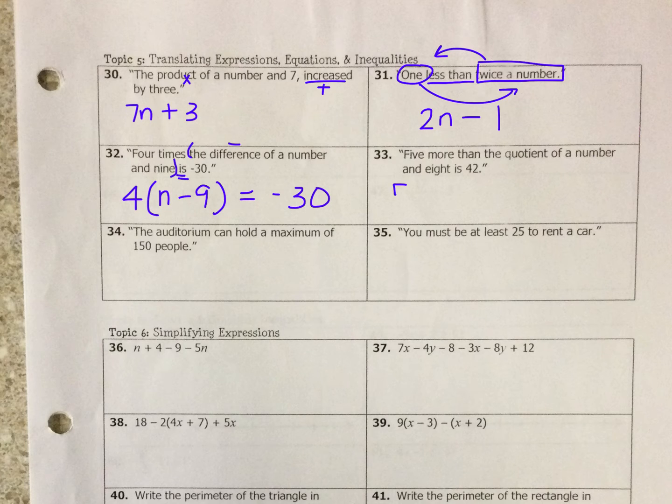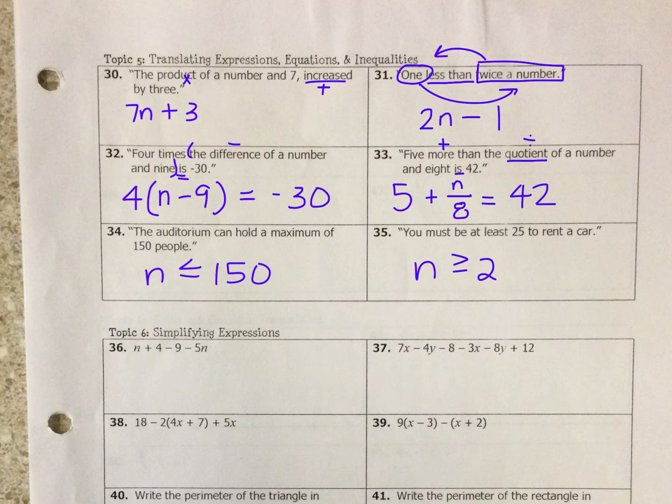5 more than is plus. Quotient means divide. A number divided by 8 is, it's an equal sign, 42. The auditorium can hold a maximum of 115 people. So the auditorium has to have less than or equal to 150 people. It can't go over that number. So it has to be less than or equal to. You must be at least 25 to rent a car. So that would mean you have to be greater than or equal to the age of 25.